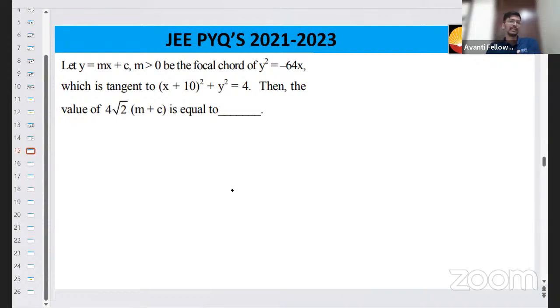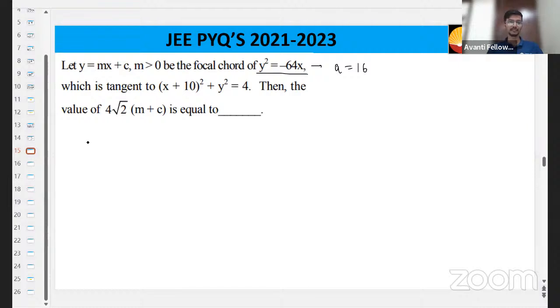y equals mx plus c, where m is greater than 0, is a focal chord of the parabola which is tangent to the circle. Okay. So let's see, what is this parabola? For this parabola, A equals 16. Why? Because 4A is 64. Right, guys? For this parabola, A equals 16.